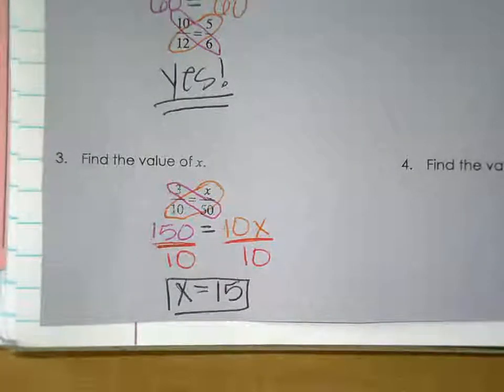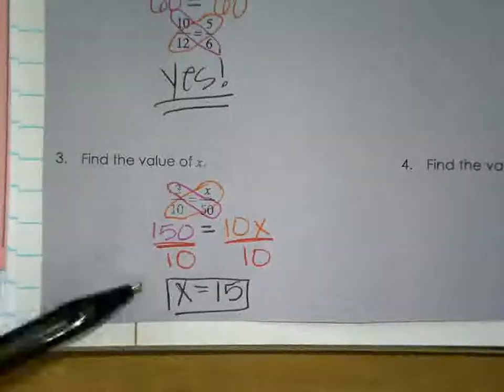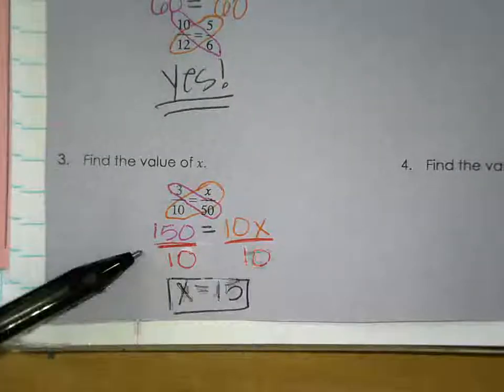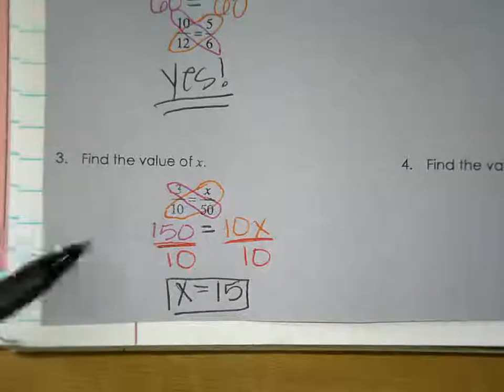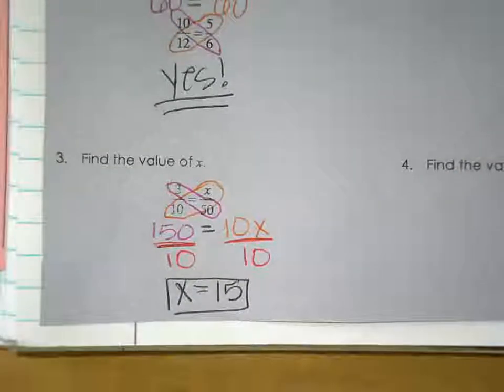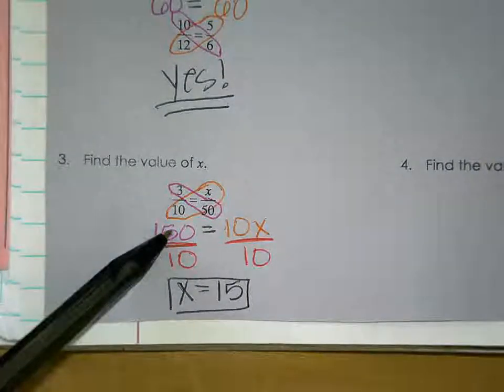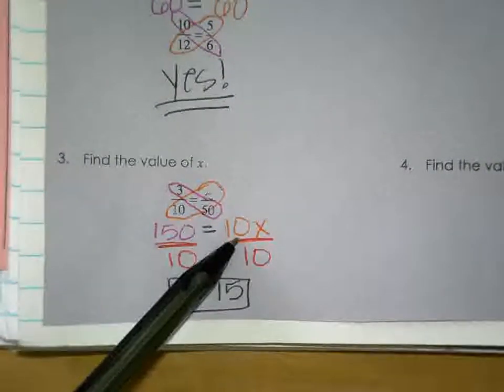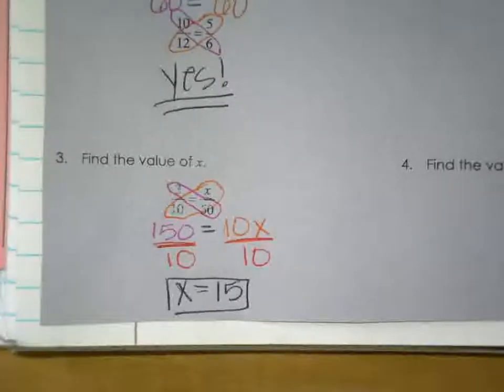As I said, you can also just do 10 times what equals 150? Well, 10 times 15 is 150, so my answer is 15. I don't have to do this dividing process. However, this is always going to work. So if you cannot figure out the answer off the top of your head, you take the number that is by itself and you divide it by the number that is next to the variable. That will always work. And we will do that as part of one of our units this year that you guys will be expected to learn.